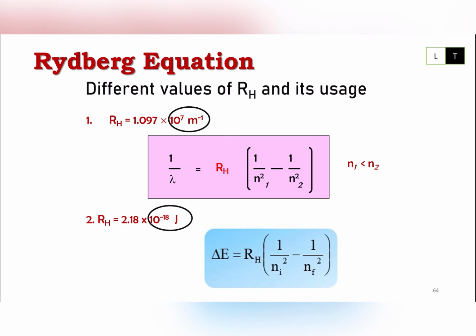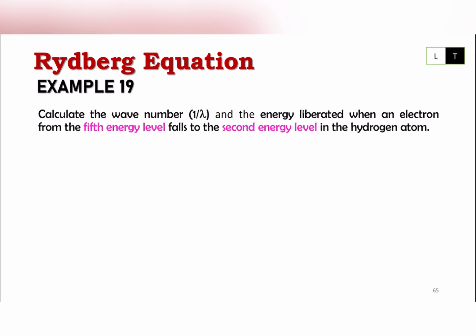So please make sure when you get the question, you need to know which one you should use. If the question asks you about wavelength, you can straightaway use the first one, the formula for 1 over lambda. But if the question asks you to calculate the energy difference, you can use the formula to calculate based on this one. Let's try one more last example in order for you to understand which Rydberg constant that you have to use for this question.